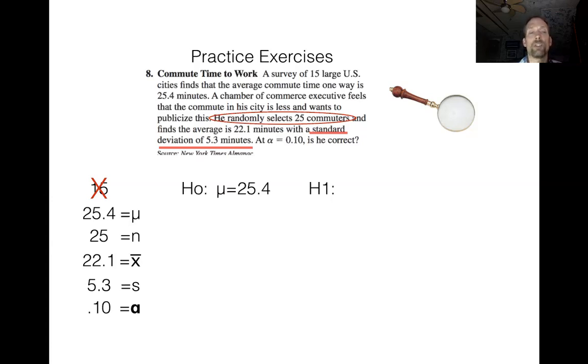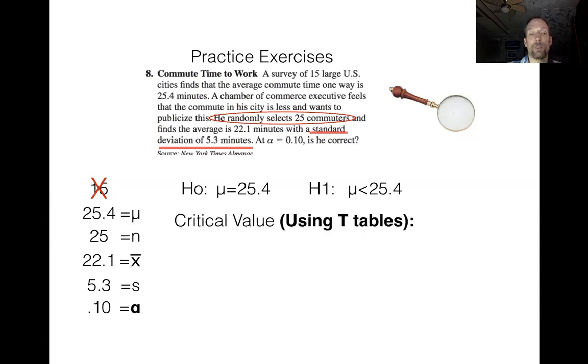The null hypothesis will follow the same pattern it always has. Mu equals our population average. Now, for the alternative hypothesis, we know that our keyword is less. The Chamber of Commerce executive thinks that the commuting time is going to be less, so we're going to engineer a left tail test. And now we're going to get ready for our critical values. Remember, we're back to the t-tables for the critical values, and our critical value will be negative 1.318.